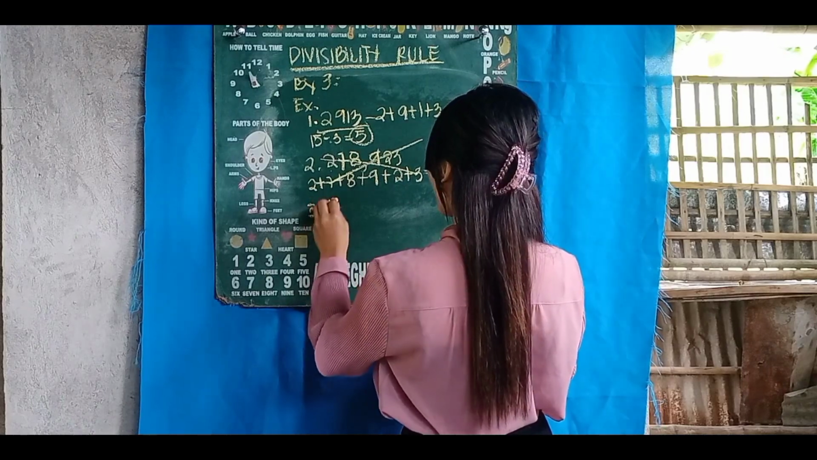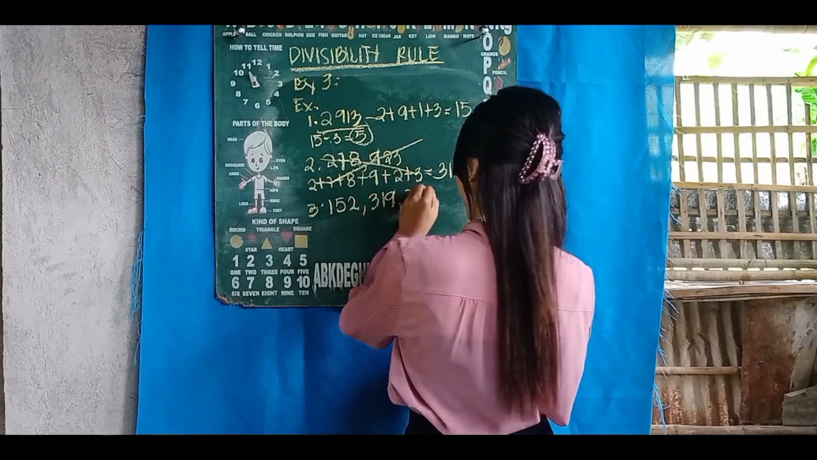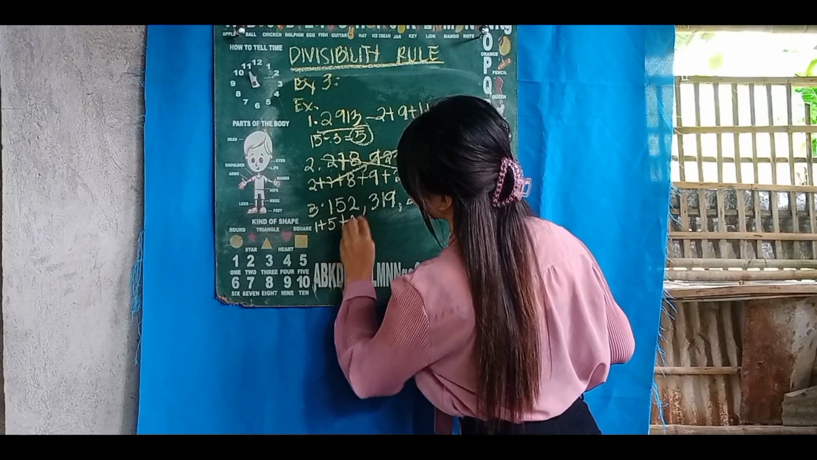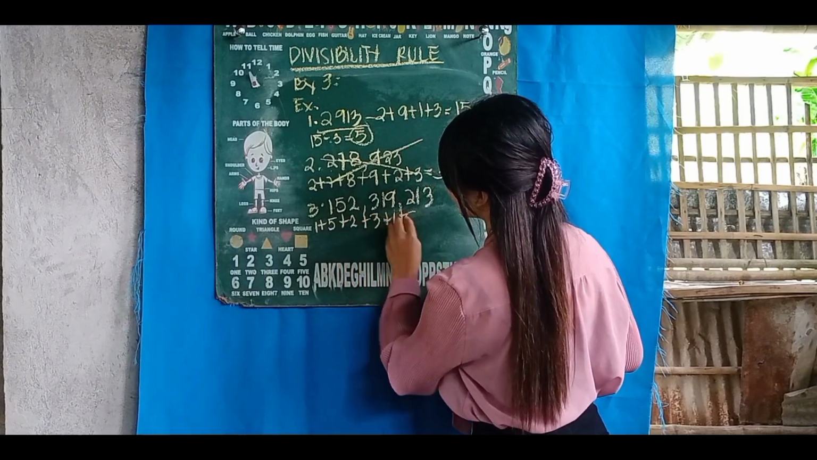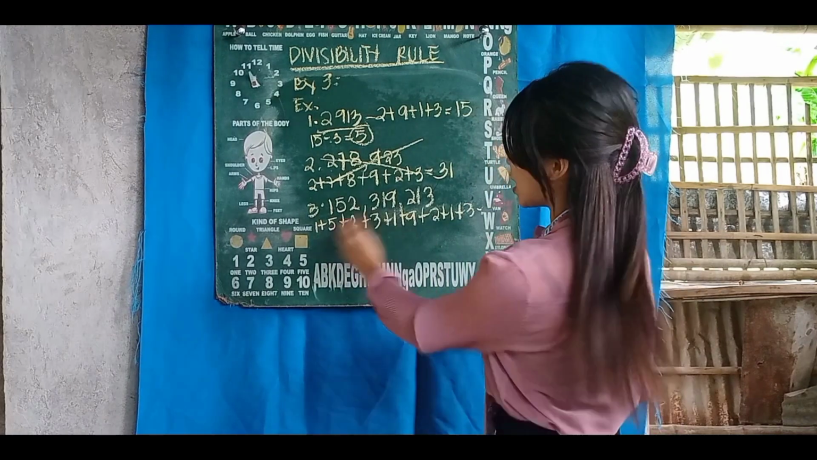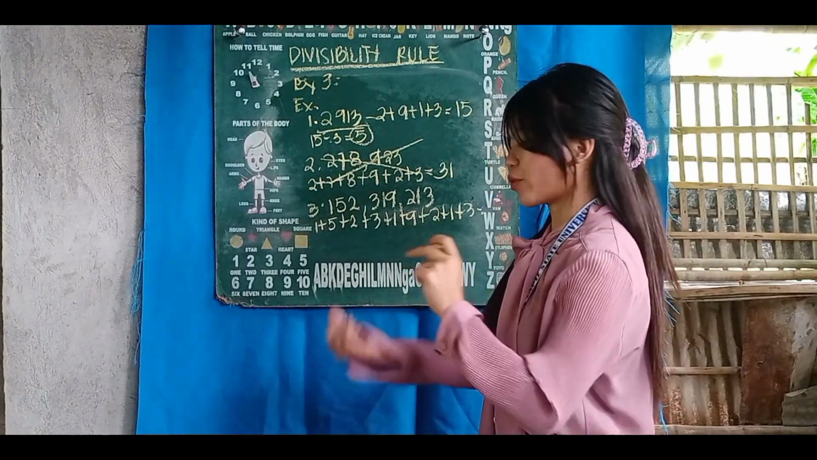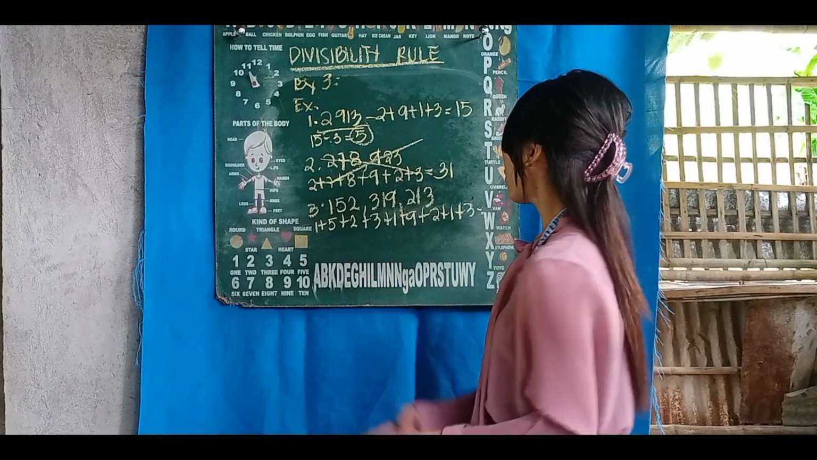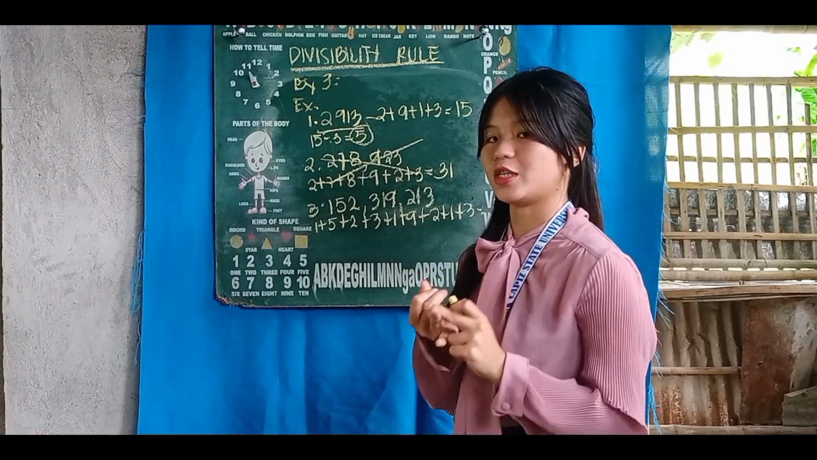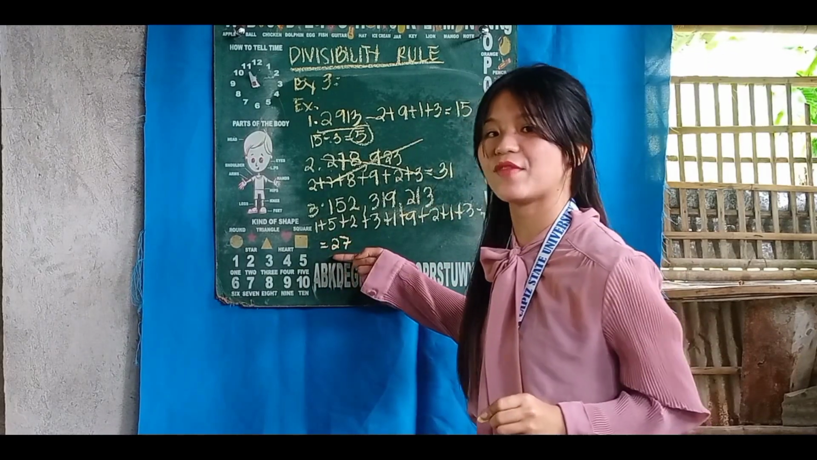So, we will have 152,319,213. So, isolve natin. 1 plus 5 plus 2 plus 3 plus 1 plus 9 plus 2 plus 1 and plus 3 is equal to what? 1 plus 5, 6 plus 2, 7, 8 plus 3, 9, 10, 11 plus 1, 12 plus 9, 13, 14, 15, 16, 17, 18, 19, 20, 21 plus 2, 22, 23 plus 1, 24 plus 3, 25, 26, 27. So, equals to 27.